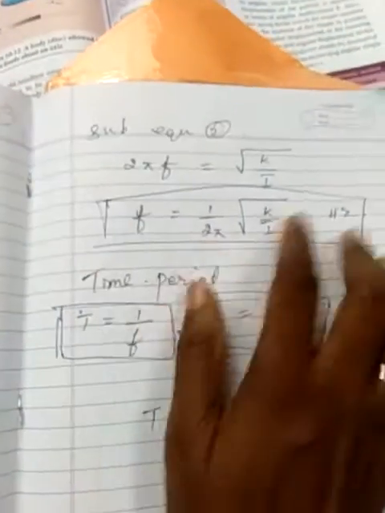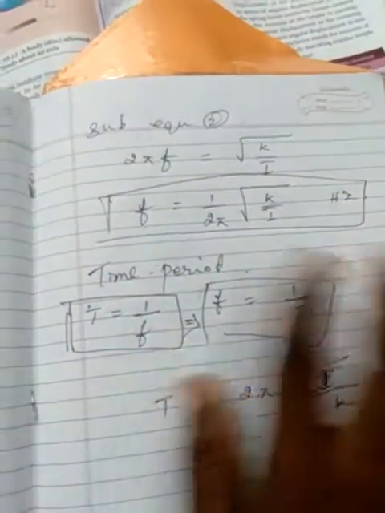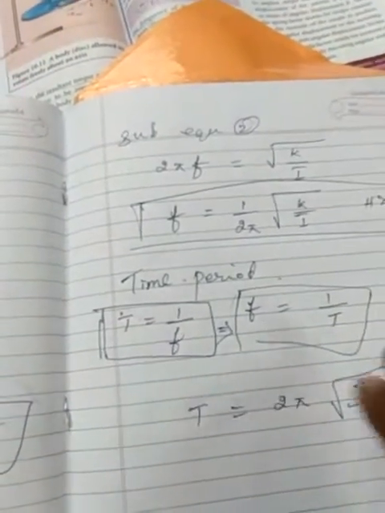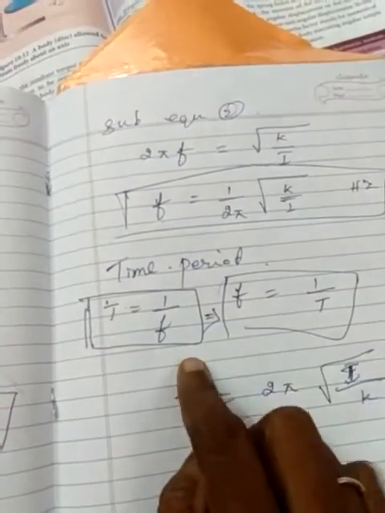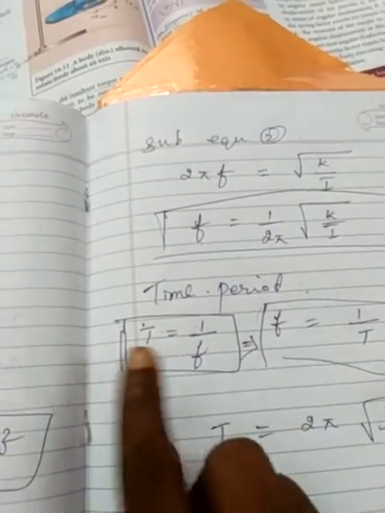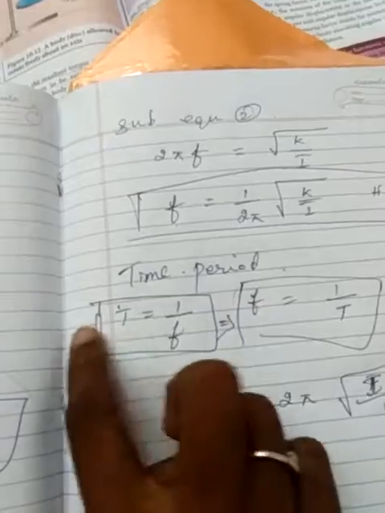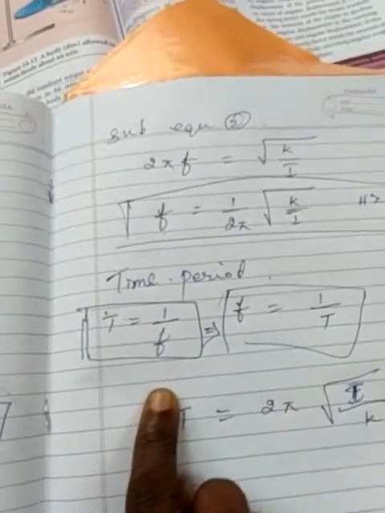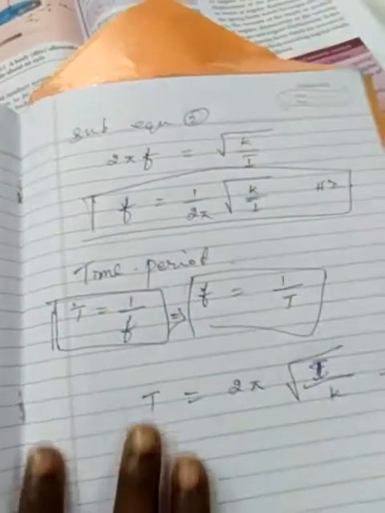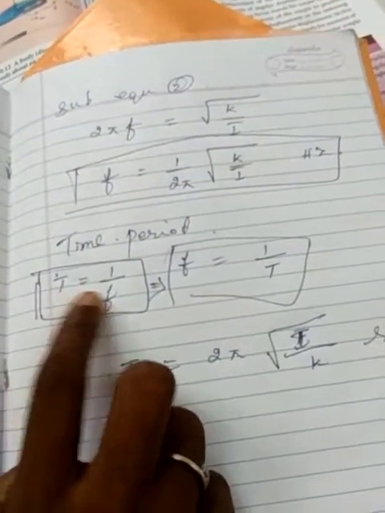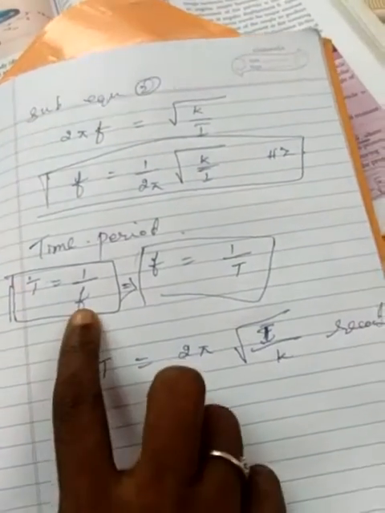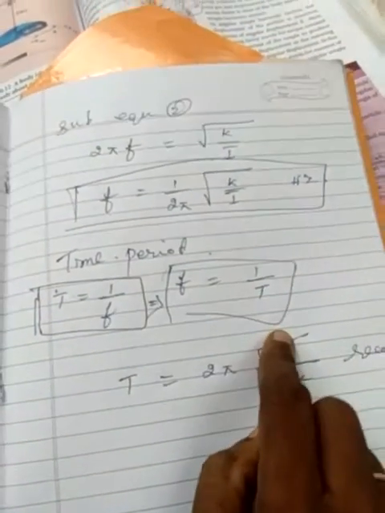Next, we have found the frequency value, so now we find the T value. We already found T in the previous section: T equals 1 by f. It is the interval of time, the time period. We found the frequency, so T equals 1 by f, and we want the value of f. The T goes here and the f goes there, so f equals 1 by T.